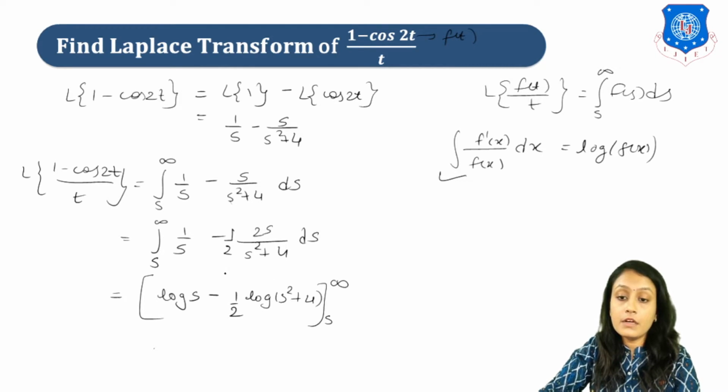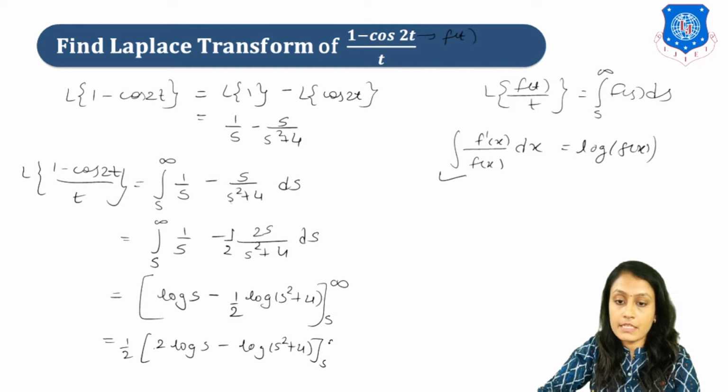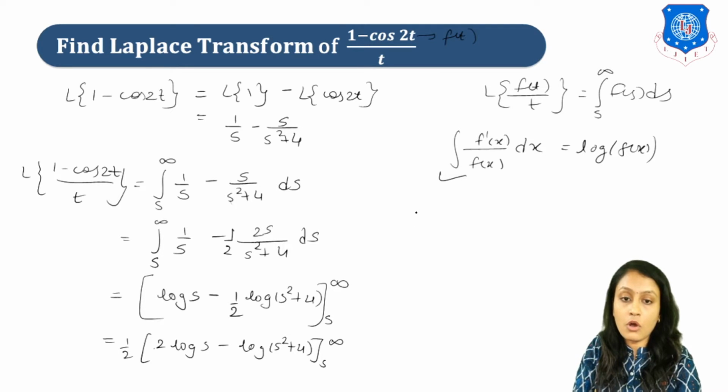Now we will not substitute the limit directly, we will first simplify this and then substitute the limit. For that, just take this 1 by 2 outside, so here you will get 2 log s minus log (s squared plus 4). This limit s to infinity as it is. Now we know this 2 log s is log s squared. So this is 1 by 2 of log s squared minus log (s squared plus 4), correct?